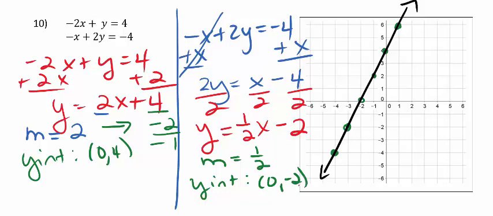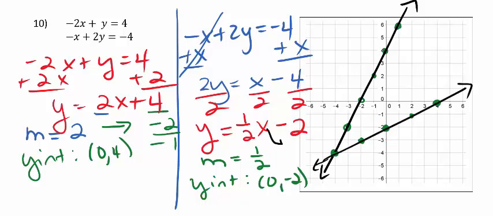So first I'll start by plotting 0, negative 2, our y-intercept, and then I'm going to use the slope to find more points. I'm going to go up 1 to the right 2, up 1 to the right 2, so that I can see where it's going to cross down here. I can also come down 1 and to the left 2 to help me. Go ahead and connect those points now.